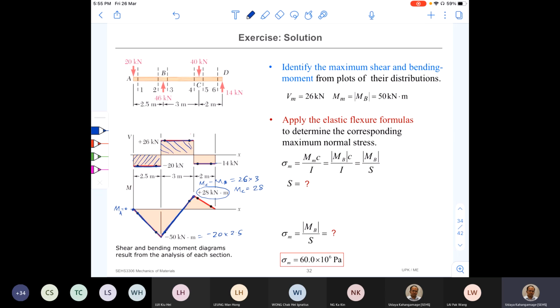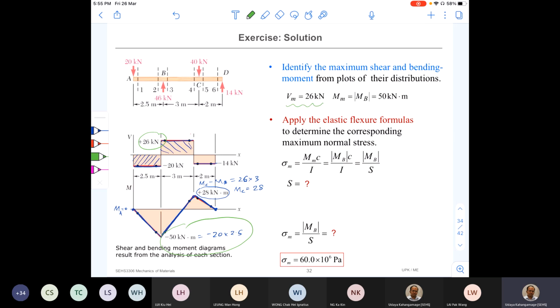Okay, and the last point, that is point D, shear bending moment is 0 and shear force variation is constant, no variation. So therefore, this should be a linear curve too. So that is how we construct the bending moment diagram. By observation, you can see that the maximum bending moment is in here, and its value is negative 50 kilonewton meter. And the maximum shear force is this value, 26 kilonewton.